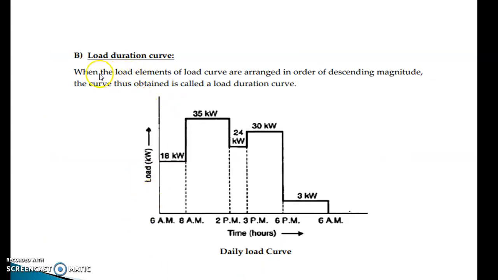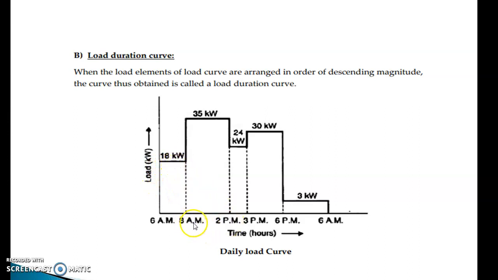Load duration curve. When the load elements of the load curve are arranged in order of descending magnitude, the curve thus obtained is called a load duration curve. This is the time versus load curve. Between 6 a.m. to 8 a.m. the power consumption is 10 kilowatt.